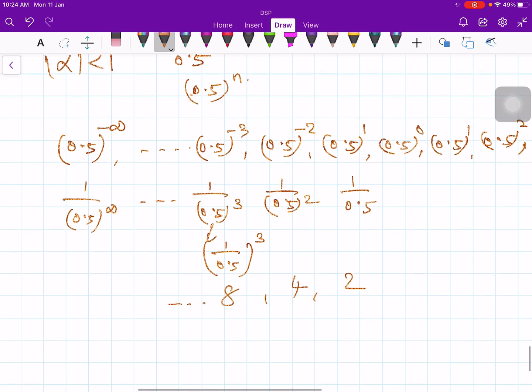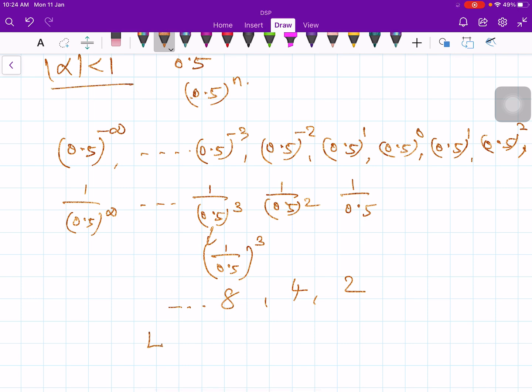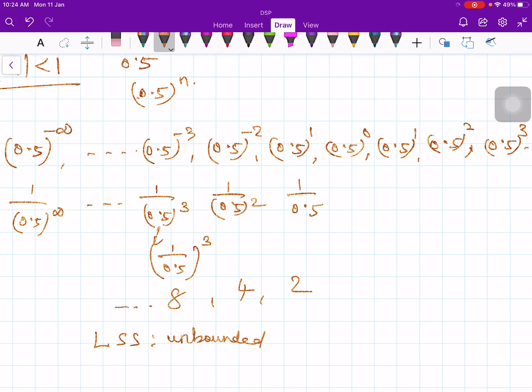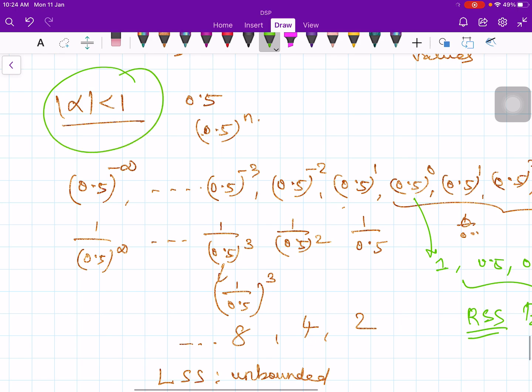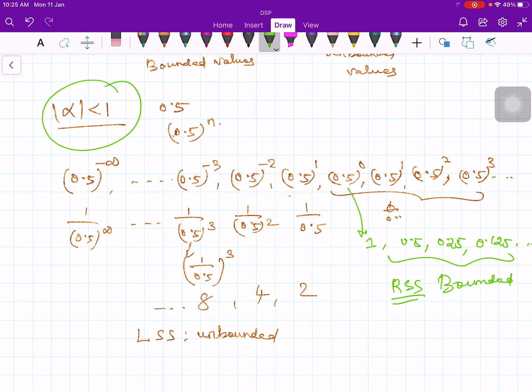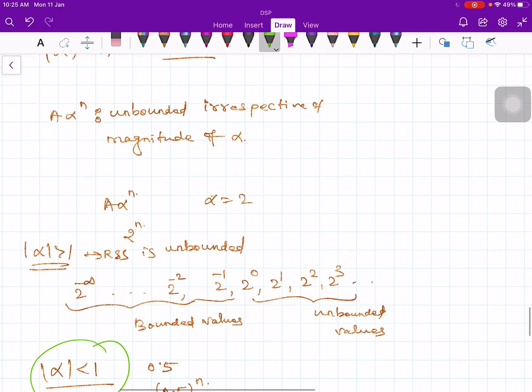In the left hand side it is unbounded. So whenever mod of alpha is less than 1, the left sided sequence is unbounded. What about the right hand side? It is bounded. You start from here: 1, 0.5, 0.25, 0.125 and keep on going. So this is a bounded sequence. So on one side it is bounded, on the other side it is unbounded. So the right sided sequence is bounded for mod alpha less than 1. That is why we said a times alpha to the n is unbounded irrespective of the magnitude of alpha.